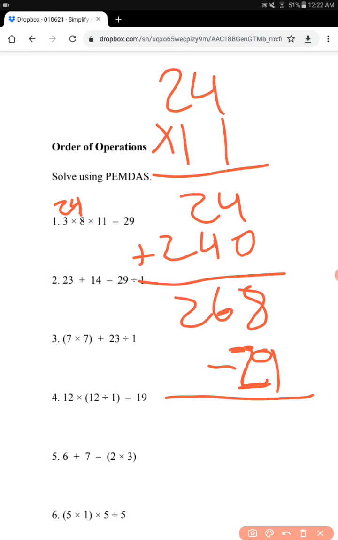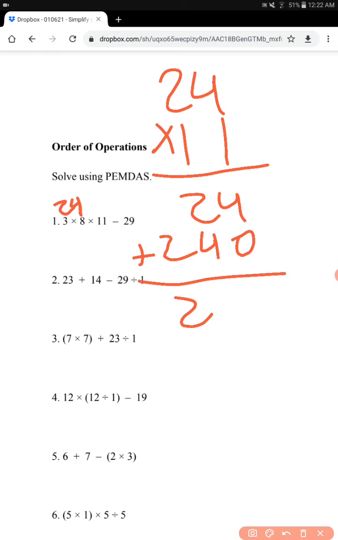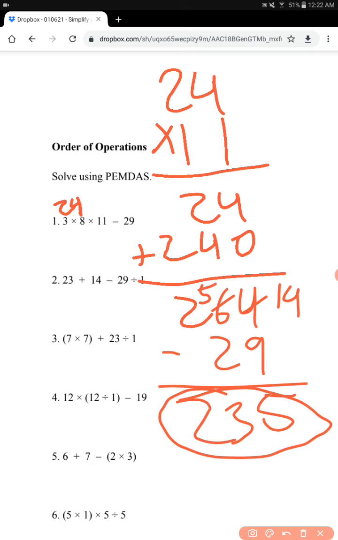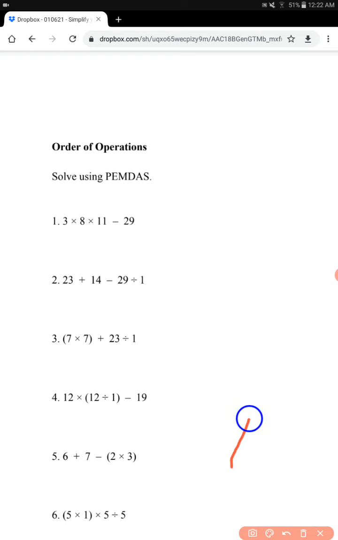Oops, I made a mistake. It should be 264, not 268. Let me fix that real quick. 264. My bad. And then minus 29. And that gets us 235. And that is your answer.